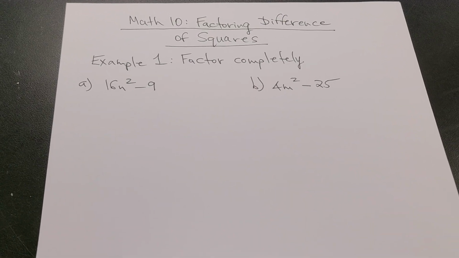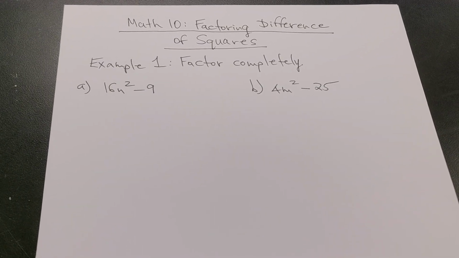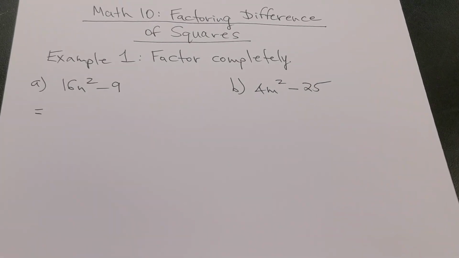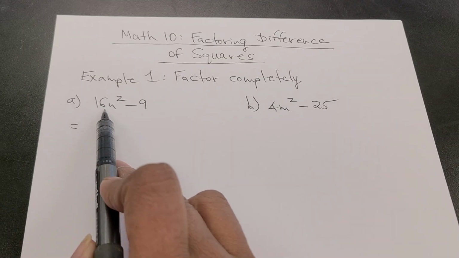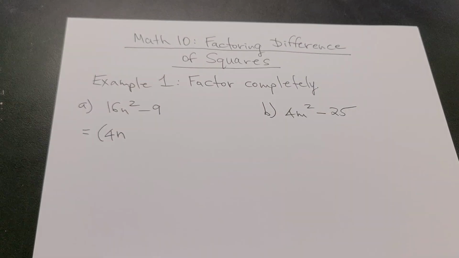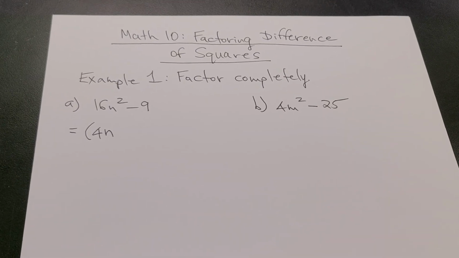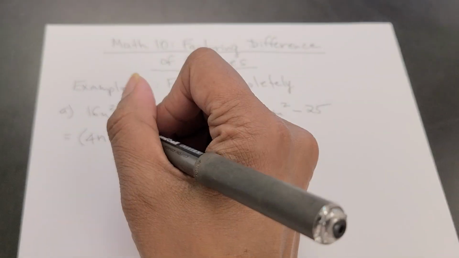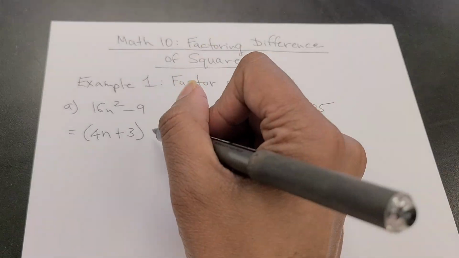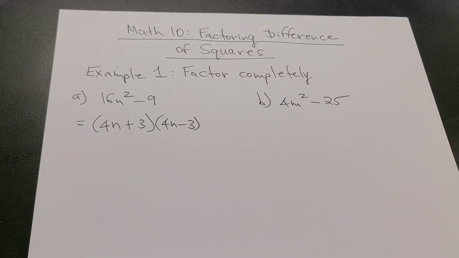Okay, so now say A said 16n squared plus 9. I actually wouldn't be able to factor this using the difference of squares. Okay, so what you're going to do is take the square root of both of these terms. So the square root of 16n squared is 4n. Remember, the square root of n squared is just n because the squared sign just cancels out. Square root of 9 is 3. So in one bracket, I'm going to write 4n plus 3. And in the second bracket, I'm writing 4n minus 3.